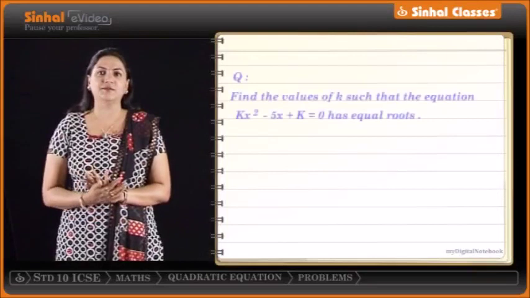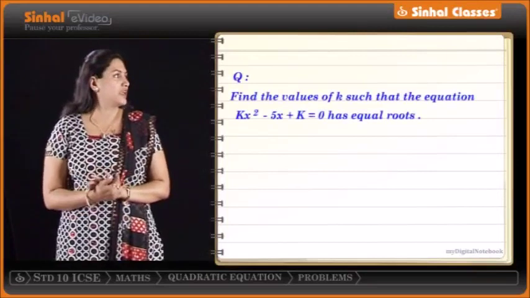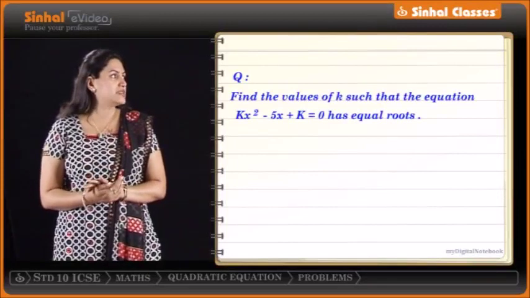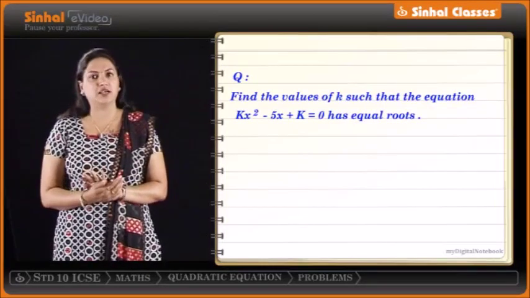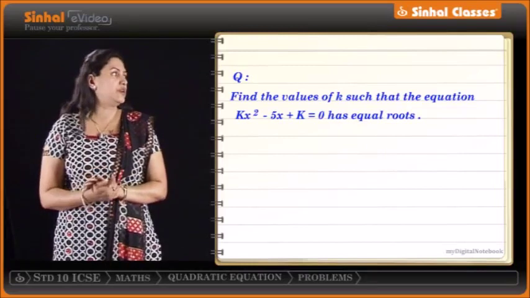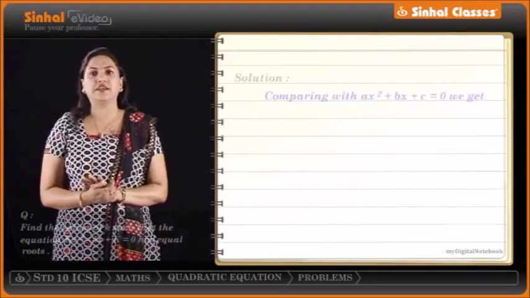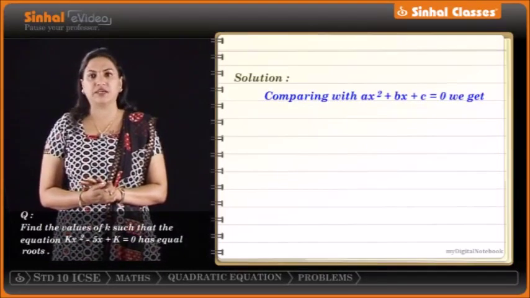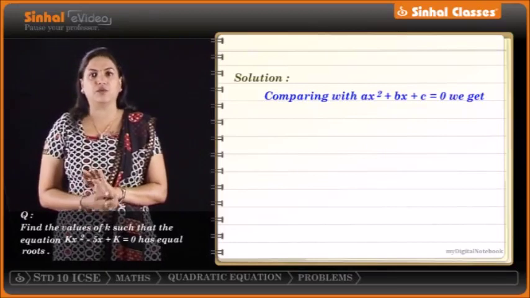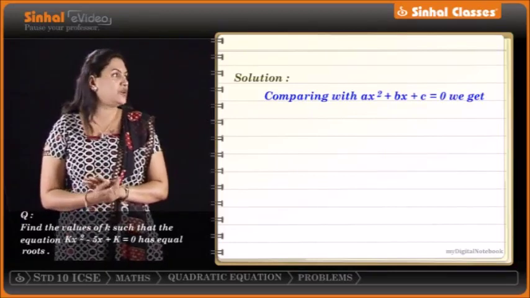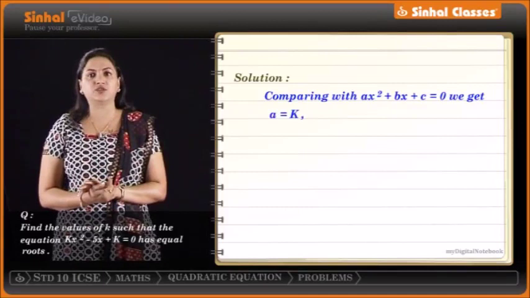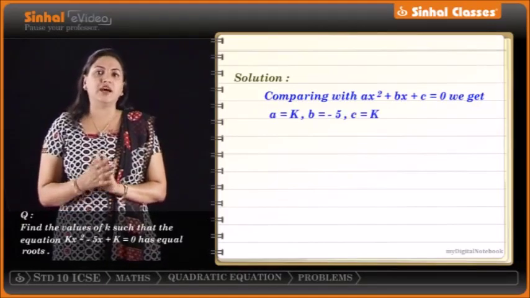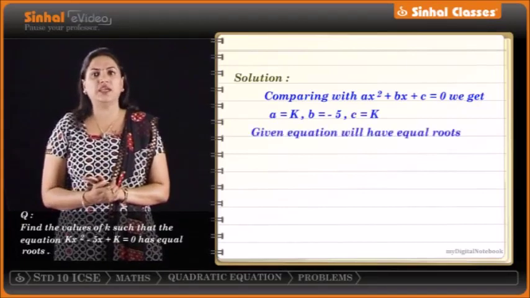Here's our next problem. Find the values of k such that the equation kx square minus 5x plus k is equal to 0 has equal roots. Now first of all, we compare this with the standard quadratic equation ax square plus bx plus c is equal to 0. We get a is equal to k, b is equal to minus 5 and c is equal to k. Now we want that the roots should be equal.